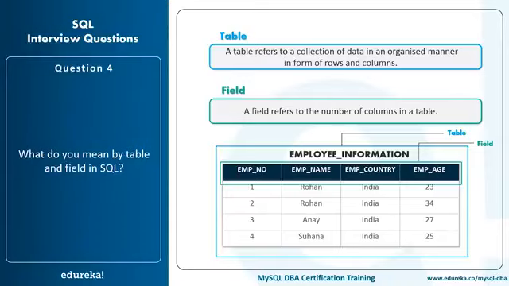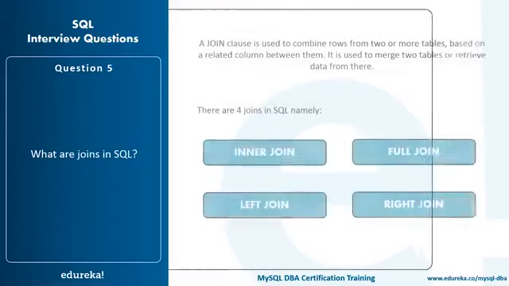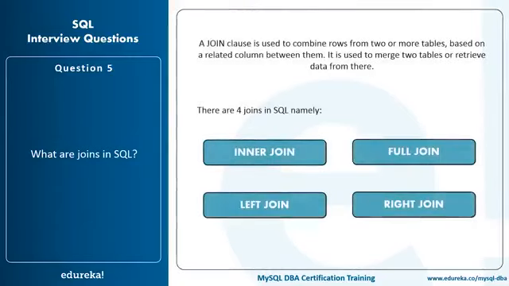Now moving on to our next question, that is, what are joins in SQL? This is one of the most popular questions that is generally asked in interviews. A join clause is used to combine rows from two or more tables based on related columns between them. It is used to merge two tables or retrieve data from them. And there are mainly four types of joins in SQL, that is the inner join, the full join, the left join, and the right join, right?